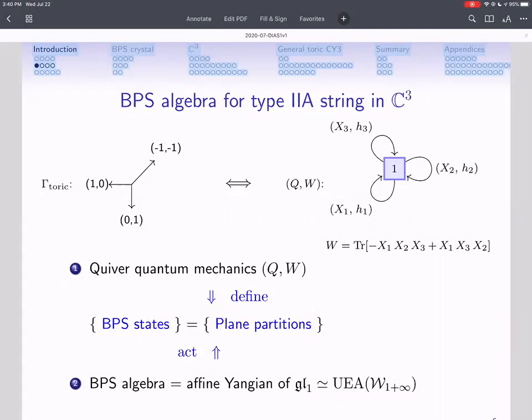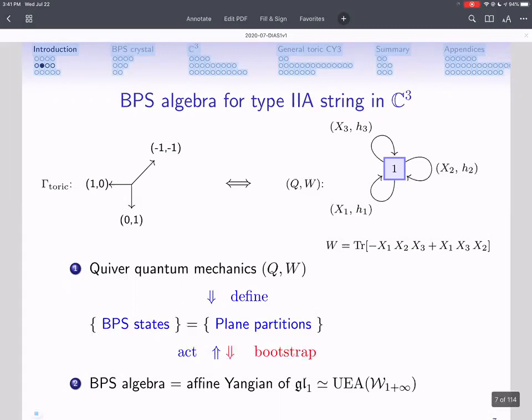It turns out in this case it's labeled by the set of plane partitions, and we also know the result of the BPS algebra in this case. It is given by this algebra called affine Yangian of GL1, which is the building block of this entire construction today. I'm going to explain in much more detail how this affine Yangian of GL1 looks. But for now, this is enough: this is the building block, and it is isomorphic to the universal enveloping algebra of the W_{1+infinity} algebra. So we know how this BPS algebra acts on the set of plane partitions.